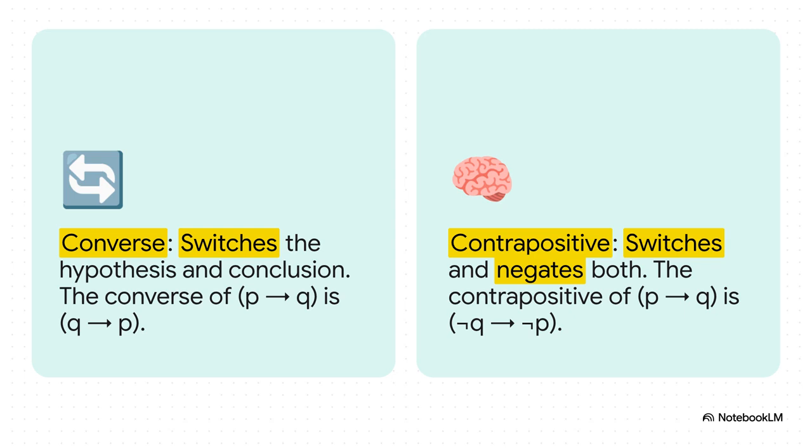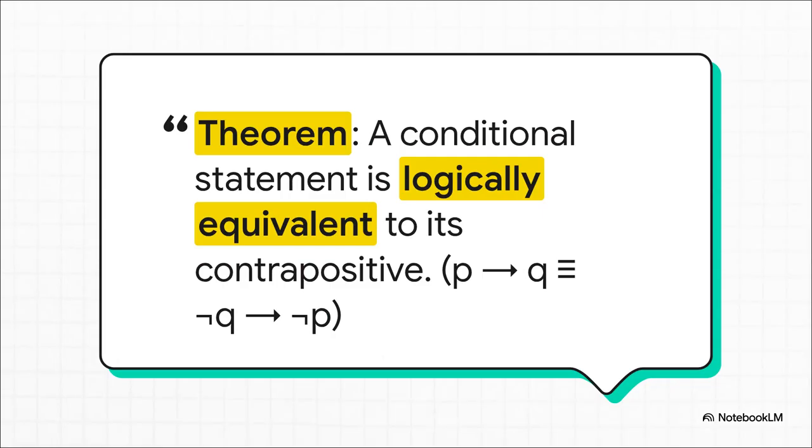Easy. But the contrapositive, now this is where the real power is. It not only flips the two parts, but it also negates them. So the contrapositive of if P, then Q becomes if not Q, then not P. And here's the secret sauce. This is a fundamental theorem in logic. A conditional statement is always logically identical to its contrapositive. They mean the exact same thing.